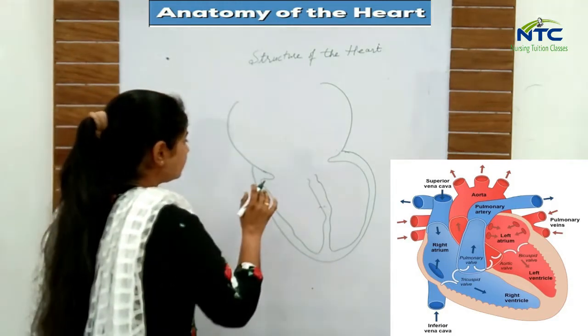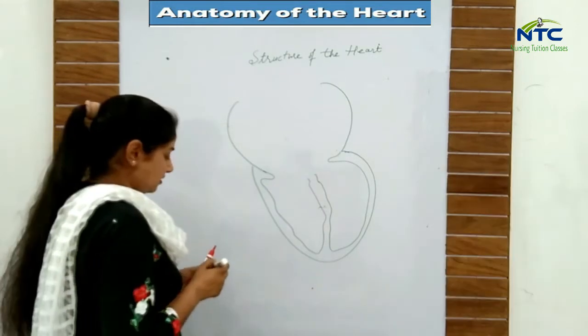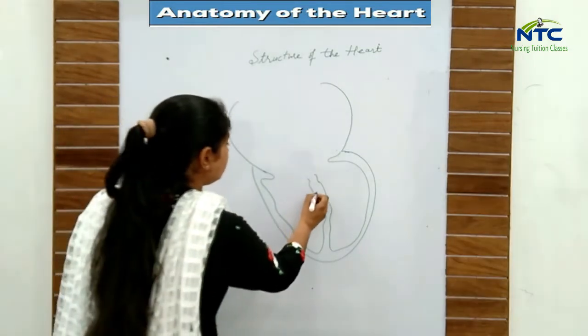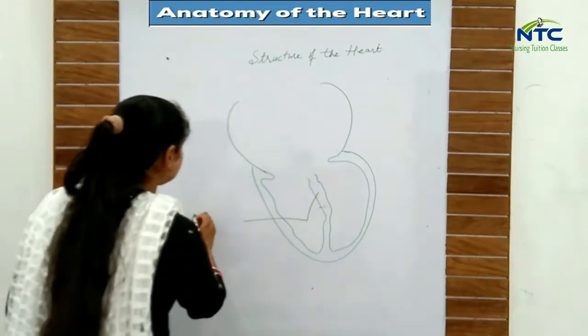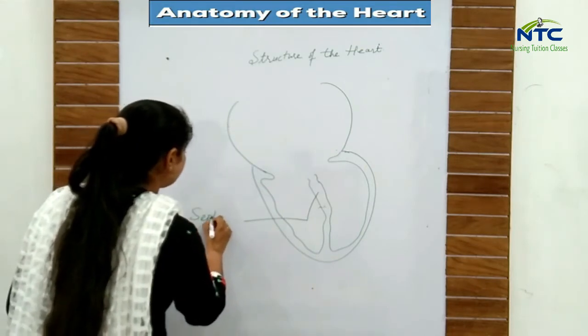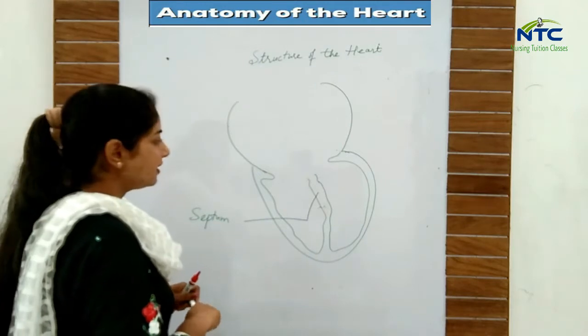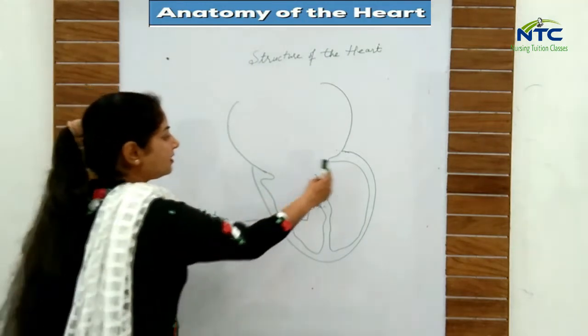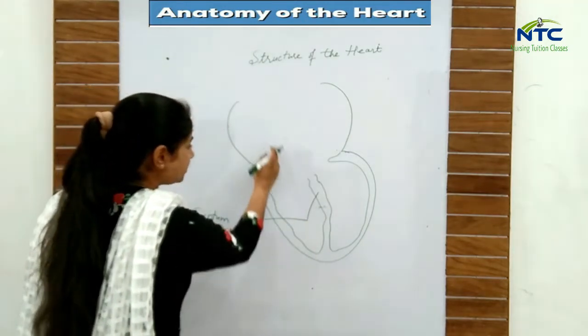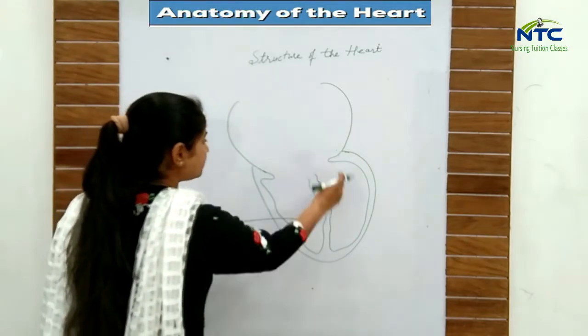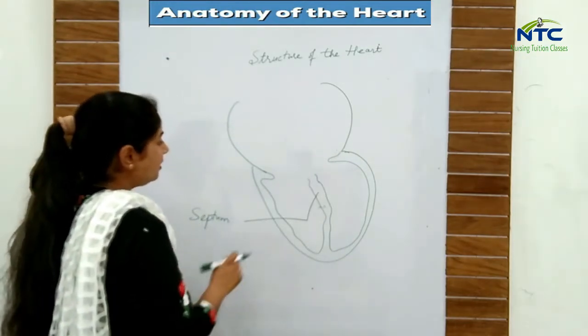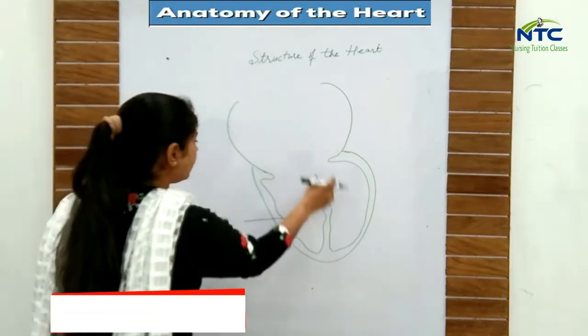So now I am going to start drawing the structure of the heart. This is the septum, which divides the heart into right and left side. This portion is the right side of the heart and this portion is the left side of the heart, and there are 4 chambers of the heart.